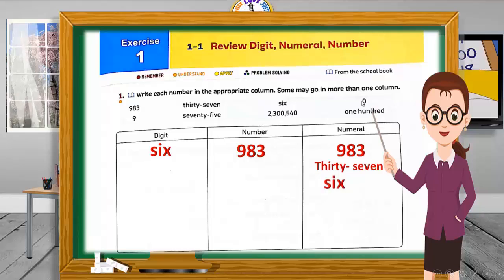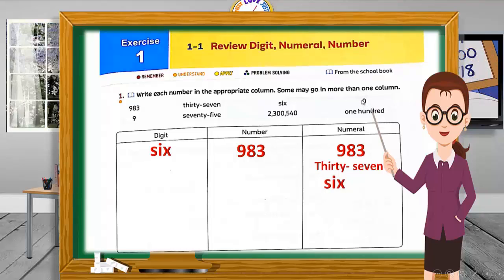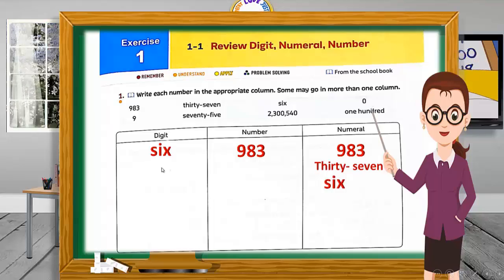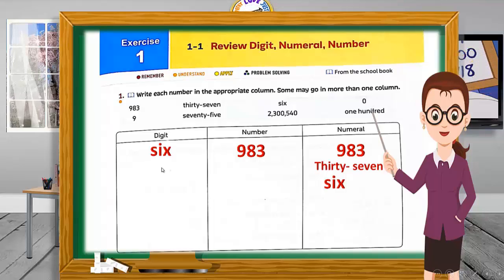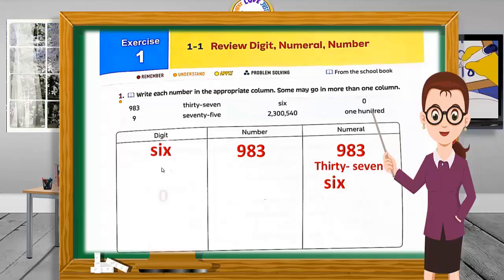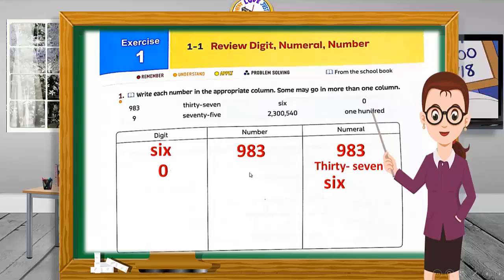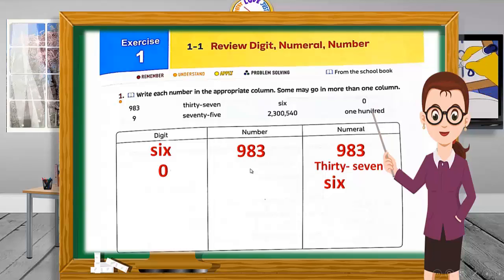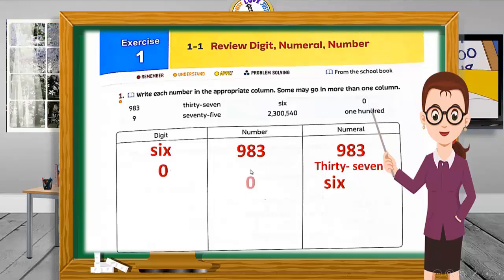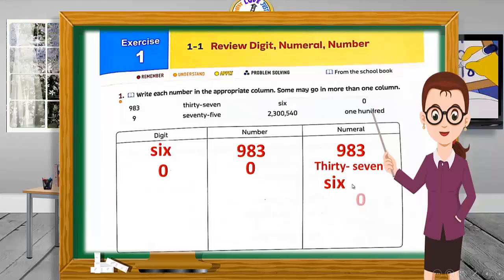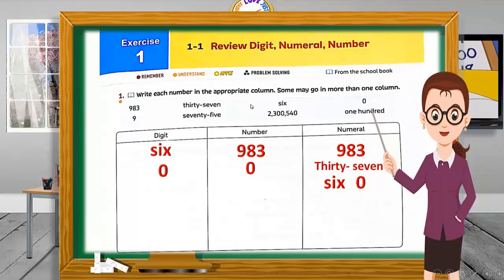Okay, excellent boys and girls. 0. Is 0 a digit? Yes, we said digits are single numbers from 0 to 9. So we can put 0 here. Is 0 a number? Yes, because 0 is not in word form. So we can put it here in this column. Is 0 a numeral? Yes, 0 is a numeral.